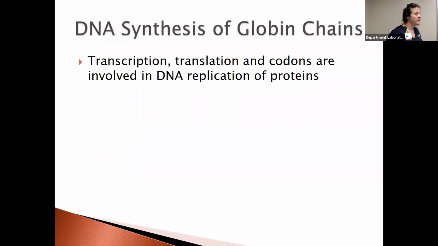So it's actually DNA synthesis that controls the production of these globin chains. Transcription, translation, codons are involved. So while one globin chain is being produced, the other chains are being suppressed. So for example, if beta chains are being produced, all the other chains are being suppressed, right? So it has to all do with DNA transcription and things like that. So it's all protein synthesis.